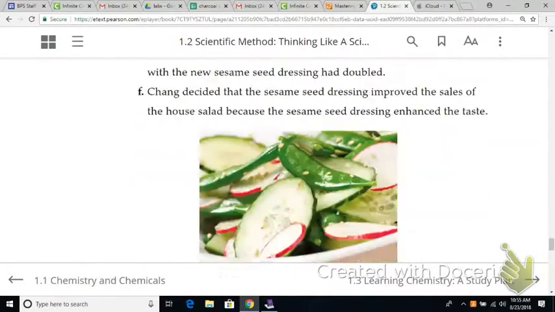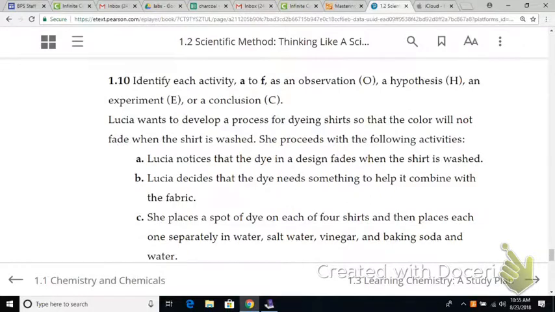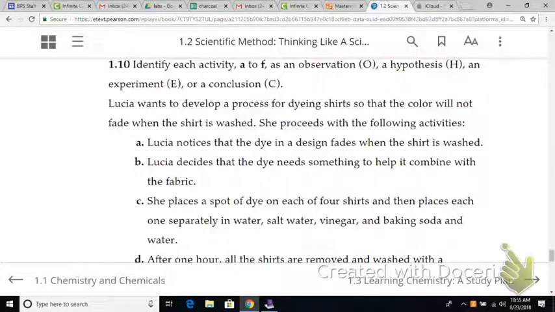I think you guys did 10 through 12. Okay, so on this one, Lucia wants to develop a process for dyeing shirts so the color will not fade when the shirt is washed. She proceeds with the following activities. Lucia notices that the dye in a design fades when the shirt is washed. Observation. That's the observation she made to get to this point where she doesn't want it to fade. So Lucia decides the dye needs something to help it combine with the fabric. What's that? Hypothesis.